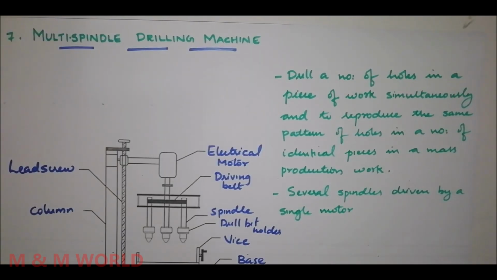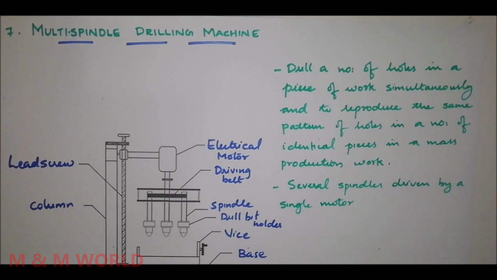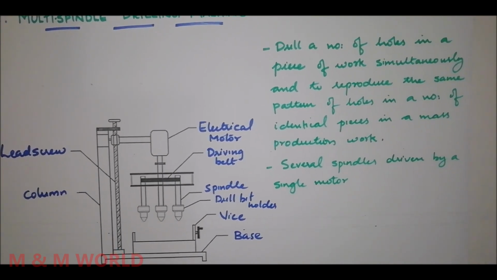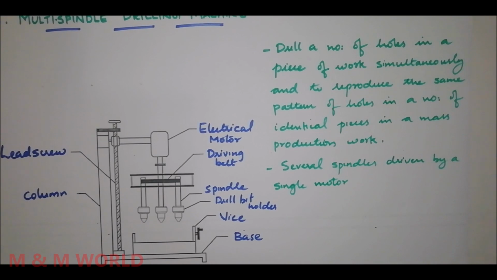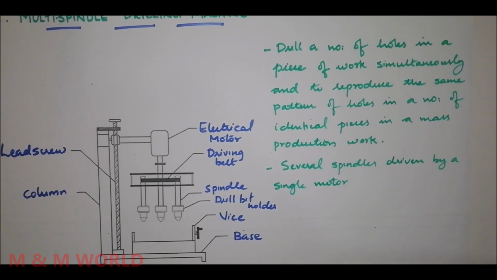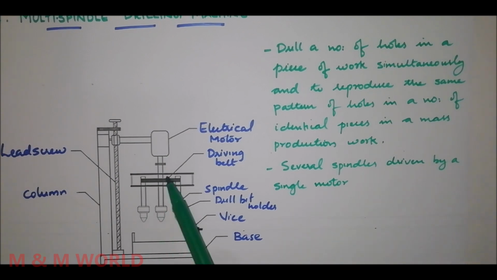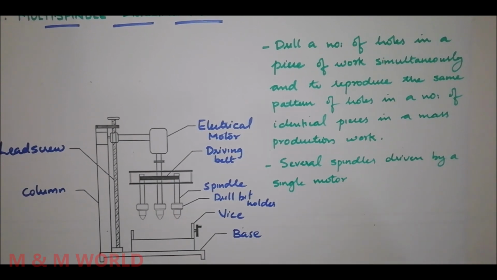So the next one is the multi-spindle drilling machine. The function of a multi-spindle drilling machine is to drill a number of holes in a workpiece simultaneously and to reproduce the same pattern of holes in a number of identical pieces in mass production work. There are several spindles driven by a single motor. So here you can see a single motor driving three spindles.